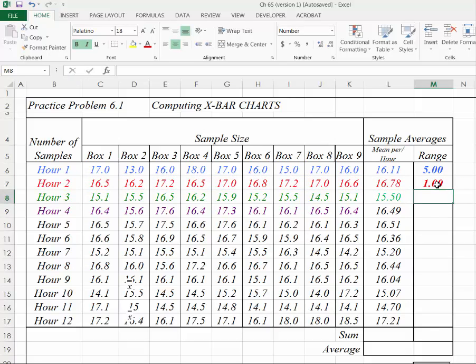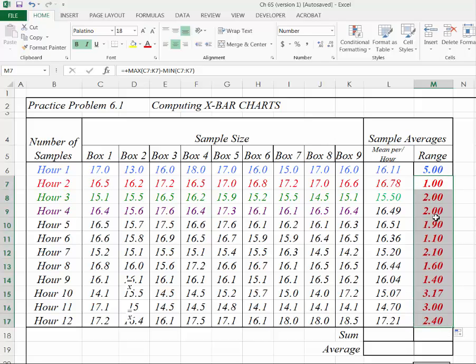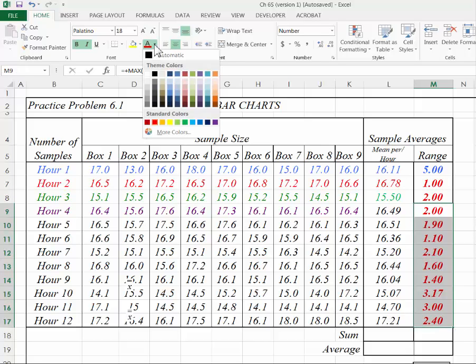So here the range is the high minus the low, which is going to be the highest number here looks to be 17.2 minus the lowest number here, which must be 16.2. So that's where 1 comes from. Again, we pull it down, and we've got our average there that we need.